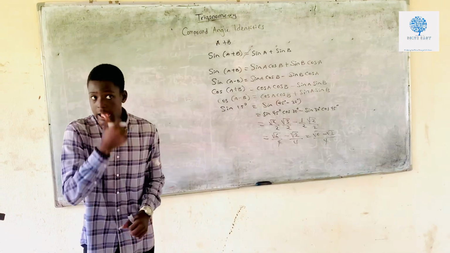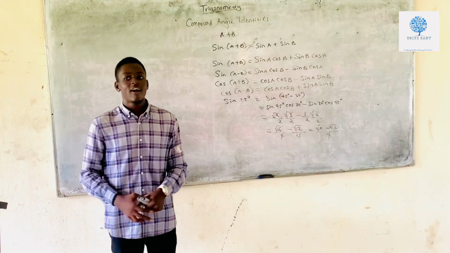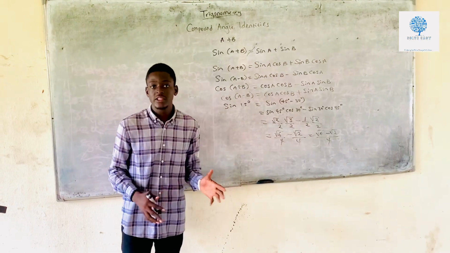So this is how to express compound angle identities for trigonometry. This is the fourth class of trigonometry where we are talking about compound angle identities.